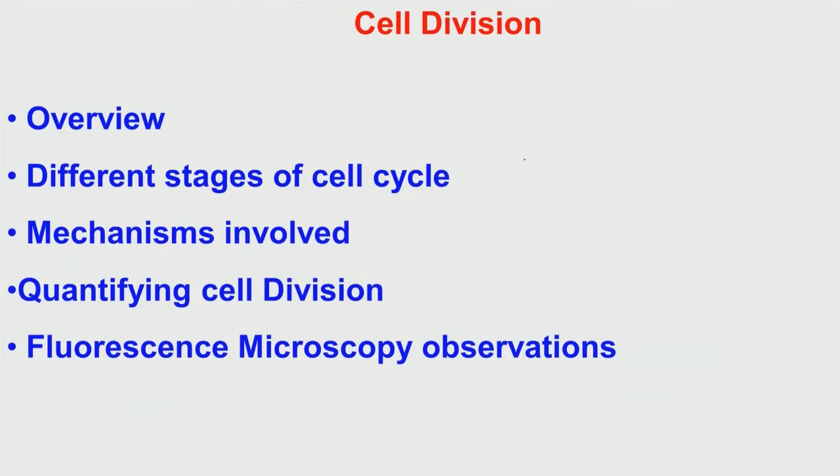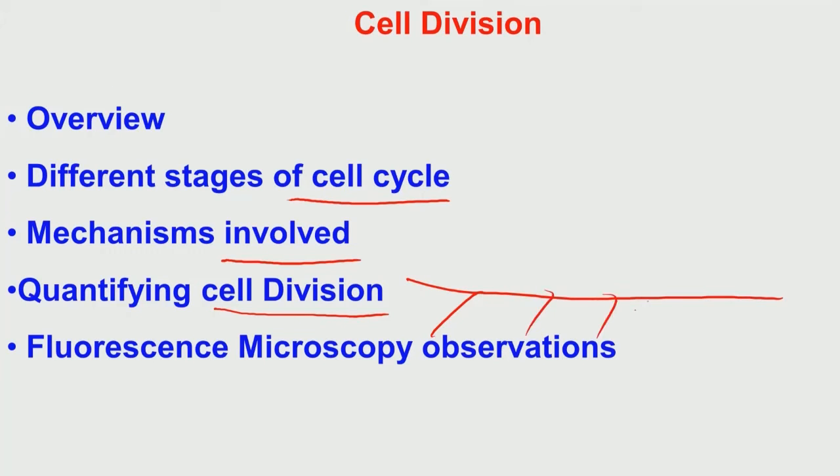So, let me go to another one, which is called cell division. Cell division essentially means that a mother cell divides into 2 daughter cells. I will show you some of the different stages of the cell cycle, as well as different mechanisms involved, how to quantify cell division and so on. Cell division is very important because once a cell adheres on a material substrate, this is your material substrate, this is your cell.